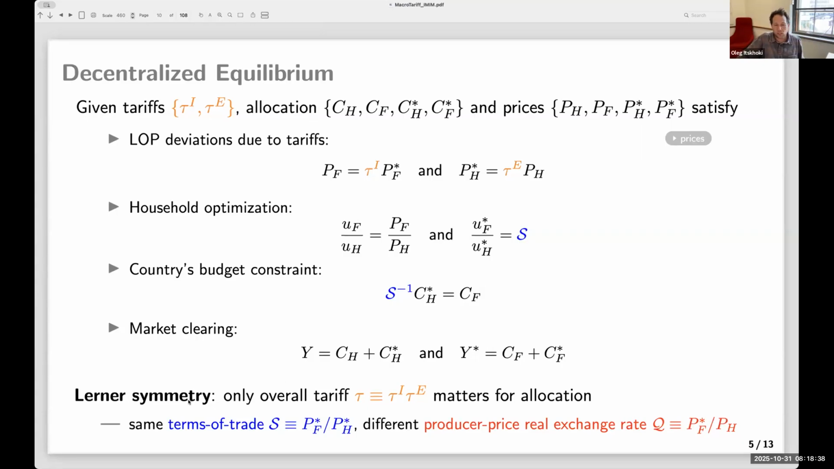And this is sort of the reason why the Lerner symmetry works in this world: the only allocation relevant wedge is the total tariff wedge, the product of the two tariffs. It doesn't matter whether you do an import tariff or an export tax, they manipulate the terms of trade exactly in the same direction because they introduce a wedge between the two prices exactly in the same way. And the wedge between the two prices will be tau. Both of these tariffs and taxes reduce the total quantity of trade and change the relative prices of trade. And so as a result, you only need to focus on terms of trade.